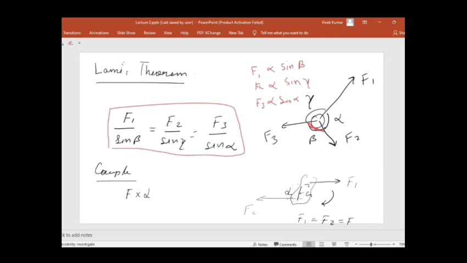Okay, couple की खासियत क्या है कि it will not give you any translational motion, it will only produce the rotational motion. Translational क्यों नहीं मिलेगा? Because these two forces are equal and opposite to each other, so they will cancel out each other. But they will form a couple at the same time. Suppose these are the two forces which are acting on this body.